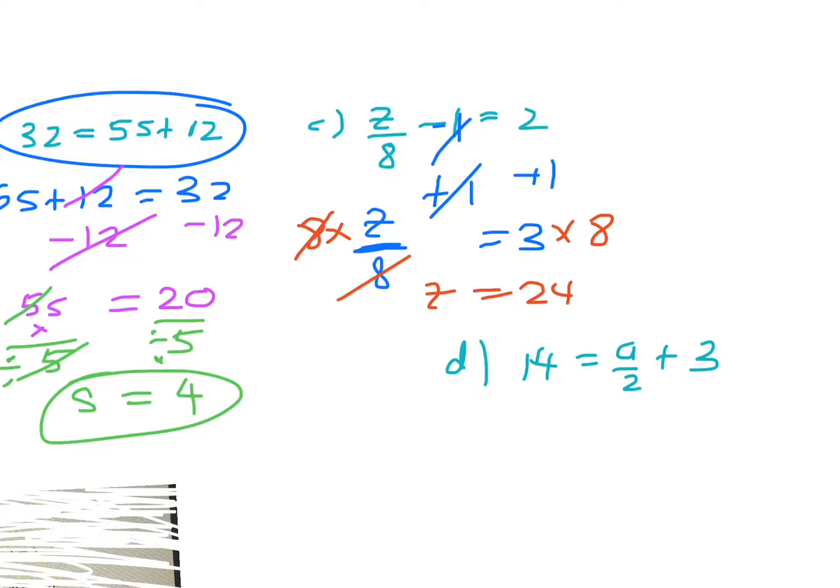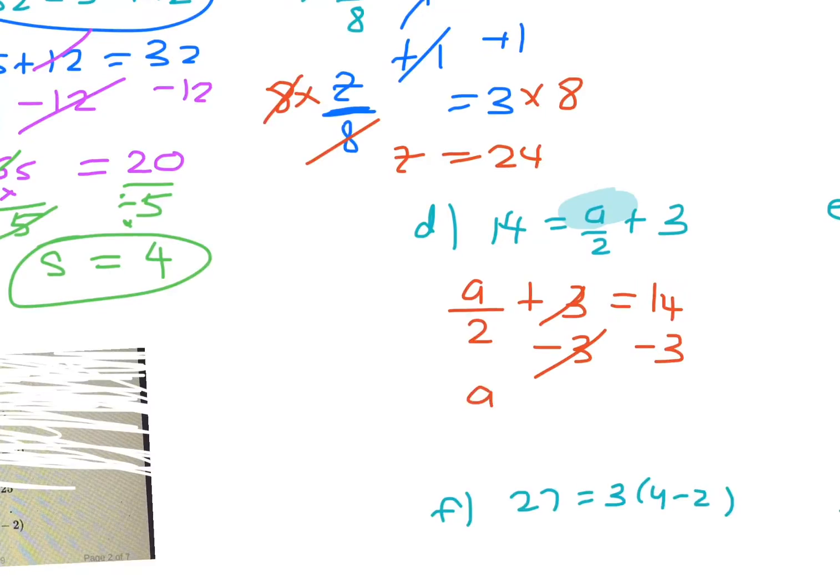Now this one here, we're trying to find the a, and the a is on the other side. So what we need to do is swap it. So a on 2 plus 3 is 14. Minus 3, minus 3, and they cancel. So you end up with a on 2 equals 14 minus 3, which is 11.